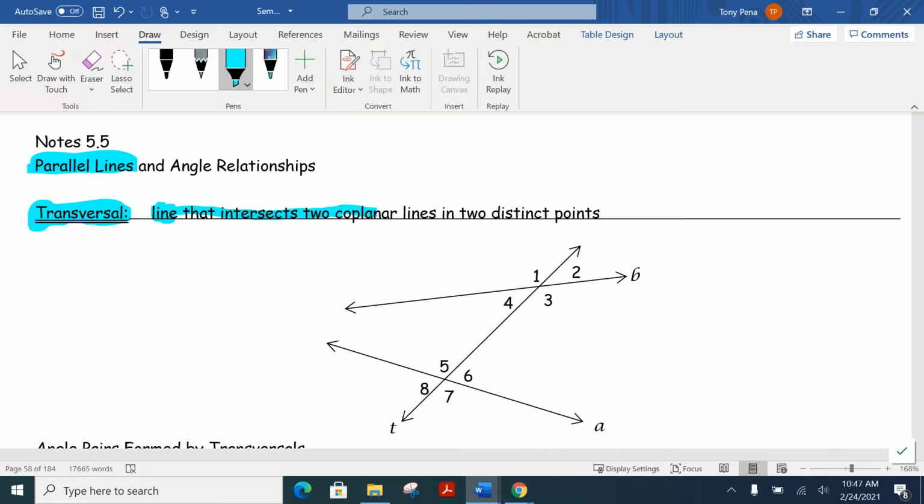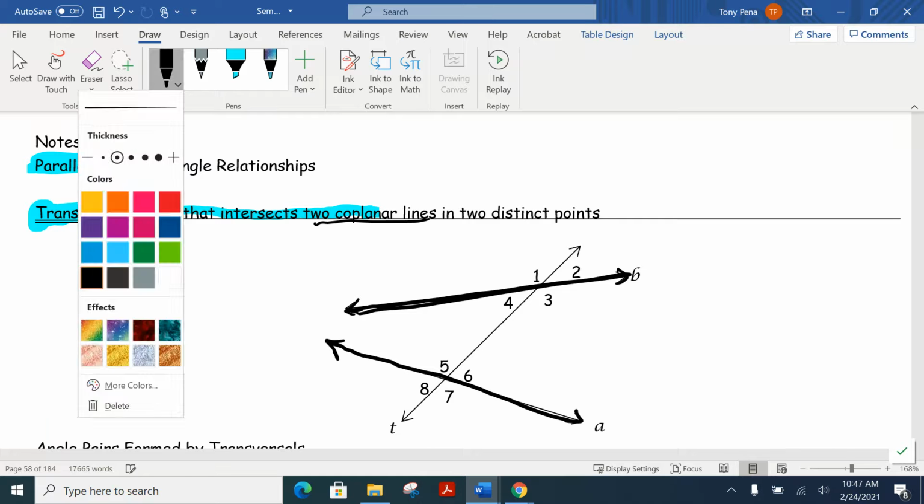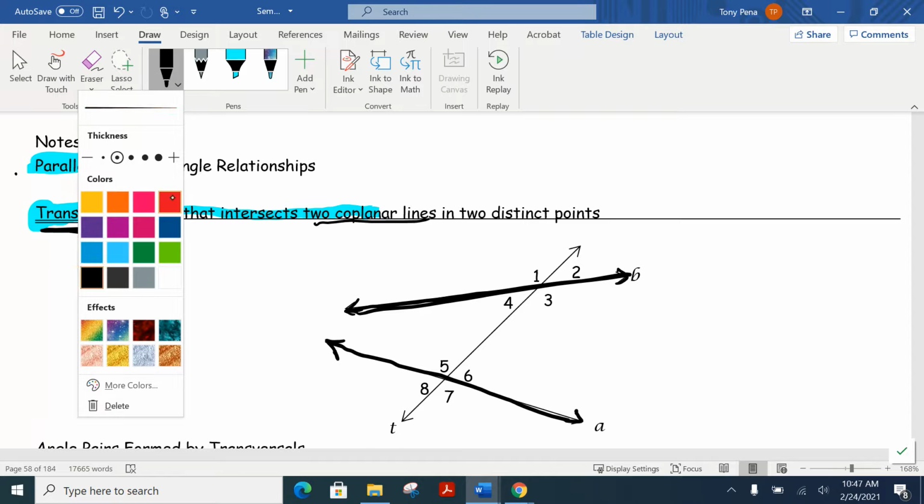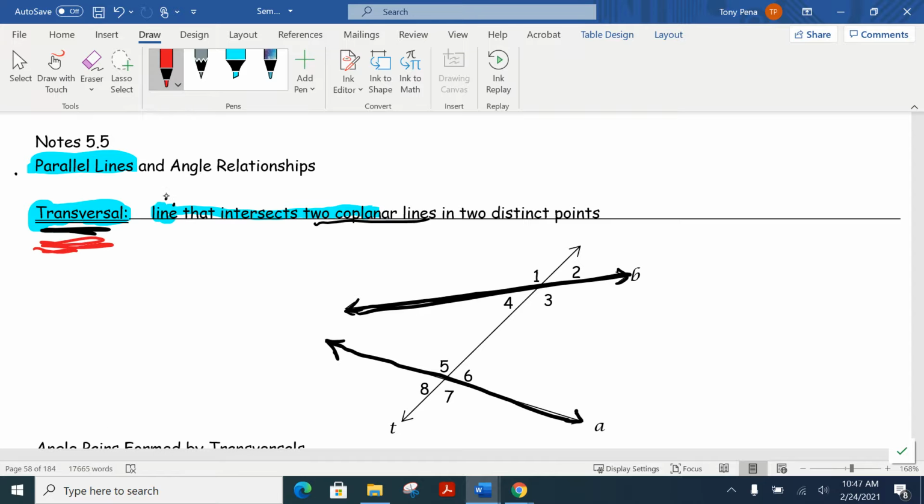Two lines, coplanar just means they lie on the same, in this case, piece of paper. So the two lines that we would call our coplanar lines are these guys. We have this line and then this line, so A and B. And then the line that intersects those two, that's what your transversal is. So if I talk about what our transversal is, this guy, that is this line right here.